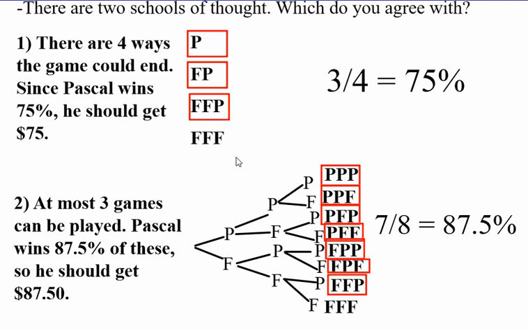So since there are 4 ways the game could end and Pascal wins 3 of them, one school of thought is Pascal should be paid 3/4, because there's a 75% likelihood that he'll win, and 75% of $100 is $75. So he should receive $75.